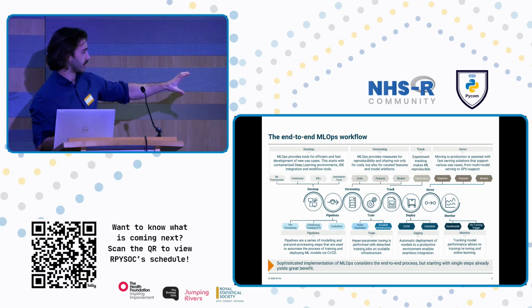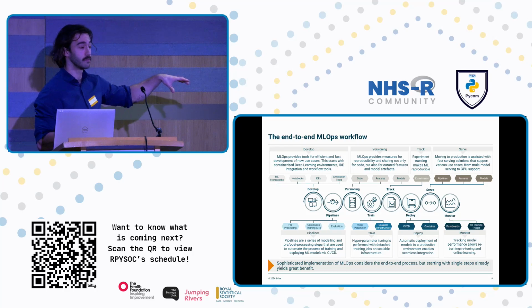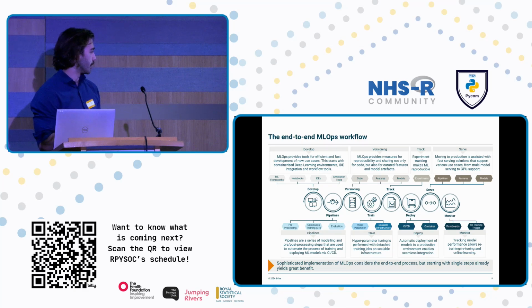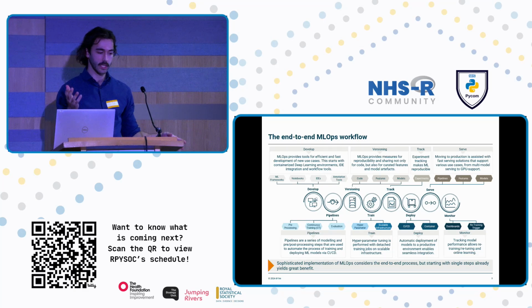So the next step in the machine learning operation pipeline is pipelines. So yeah, these are a series of pre-processing steps, basically using continuous integration and continuous deployment practices to deploy the model to somewhere where we can train it centrally.